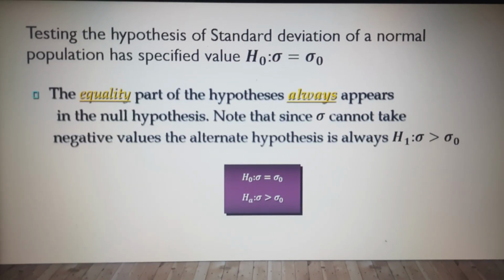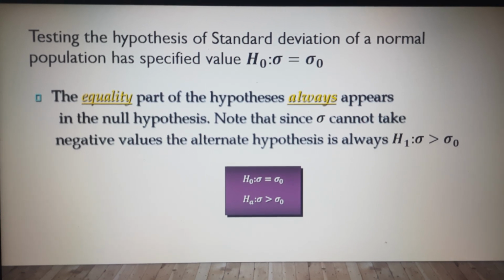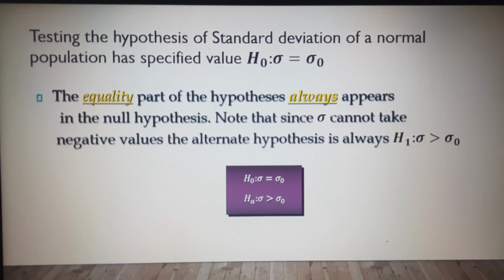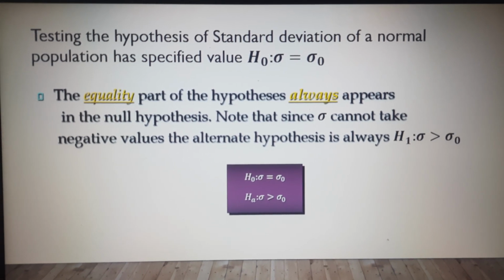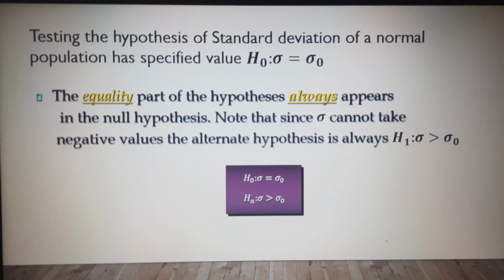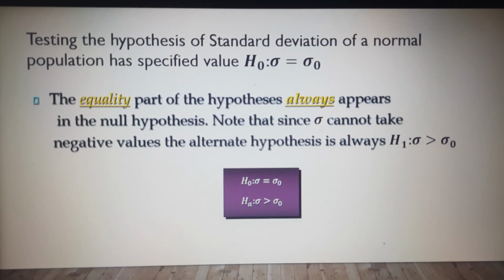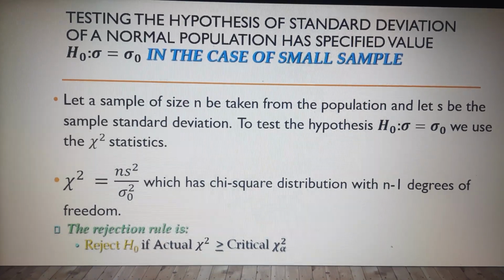First, we consider the hypothesis that H naught: sigma equal to sigma naught, that is, sigma naught has a specified value. Since the sigma naught cannot take negative values, the alternative hypothesis for this test is always H1: sigma greater than sigma naught. So, first consider the case of small sample.